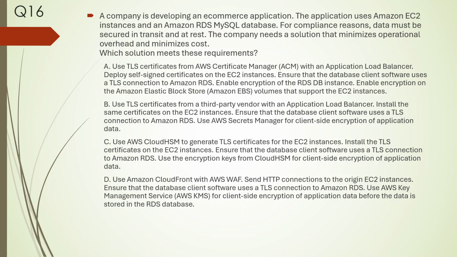A: Use a TLS certificate from AWS Certificate Manager with an application load balancer. Deploy a self-signed certificate on EC2 instances. Ensure that the database client software uses a TLS connection to Amazon RDS. Ensure encryption of RDS DB instances. Enable encryption on Amazon Elastic Block Store volumes that support the EC2 instances.